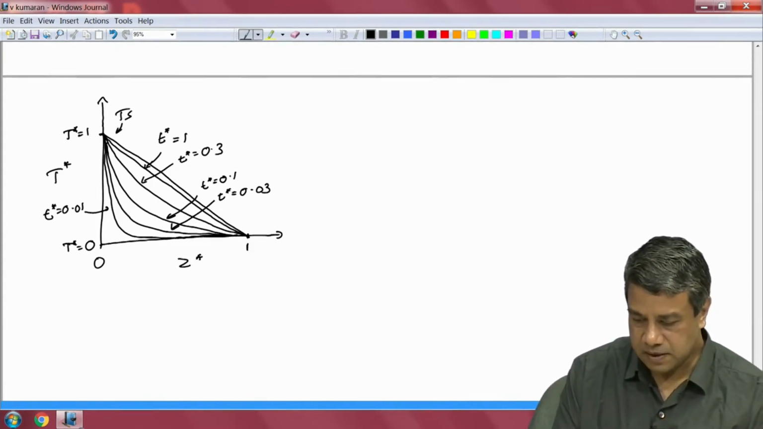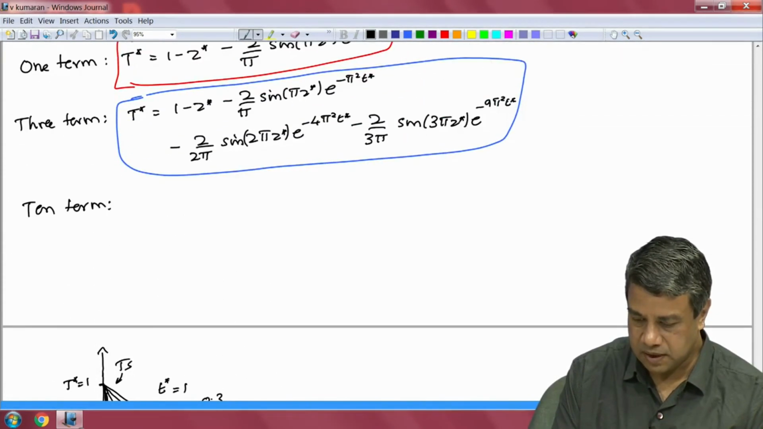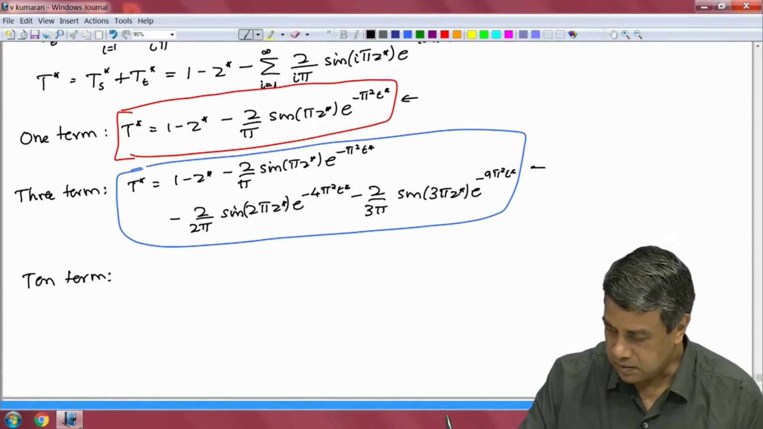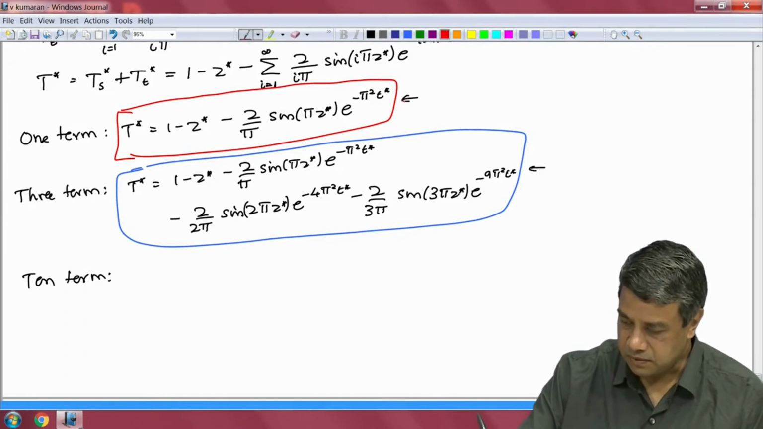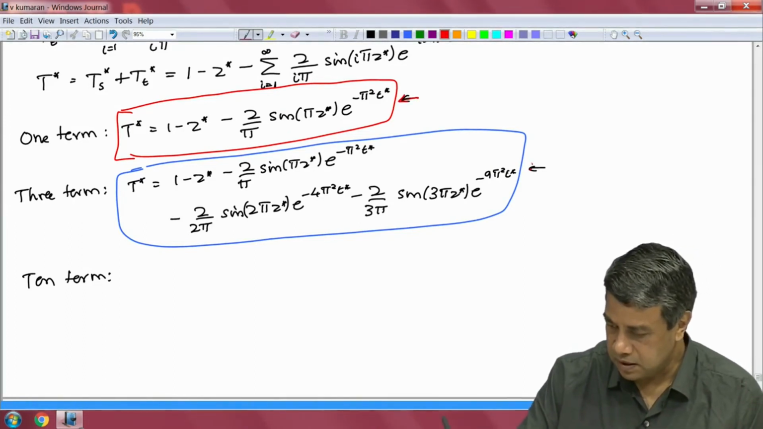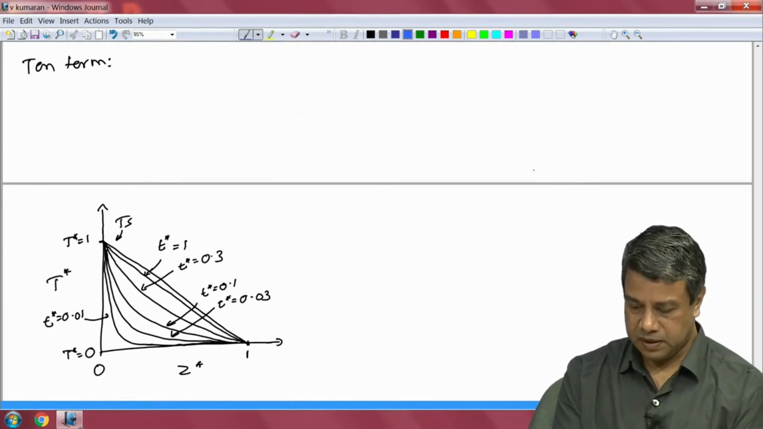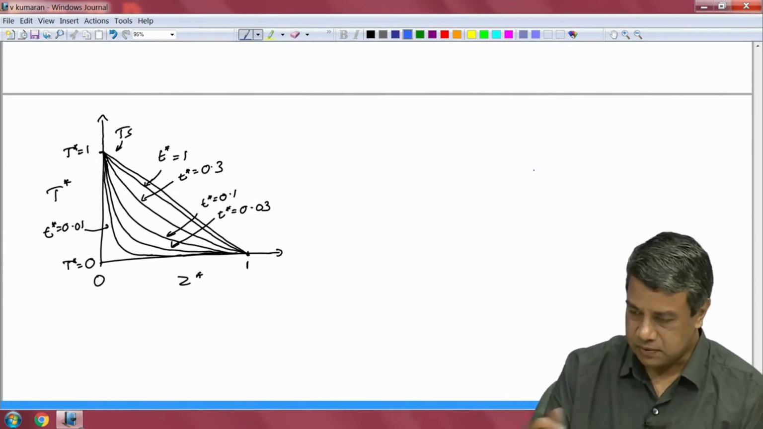Now, on the same graph, I can plot for you what I get from the one term approximation and the three term approximation. For the one term approximation I will use red, and for the three term approximation I will use blue. What are the kinds of temperatures that I would get?